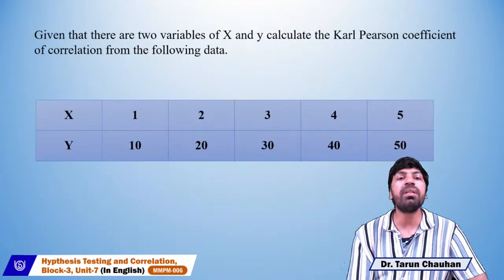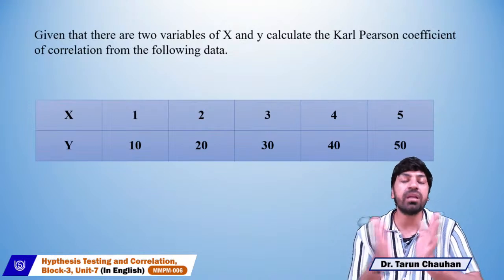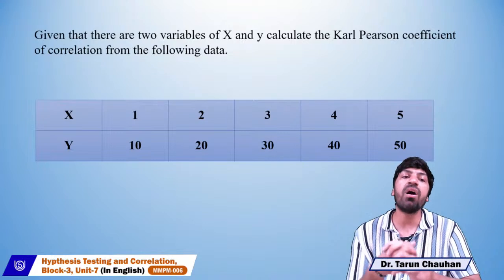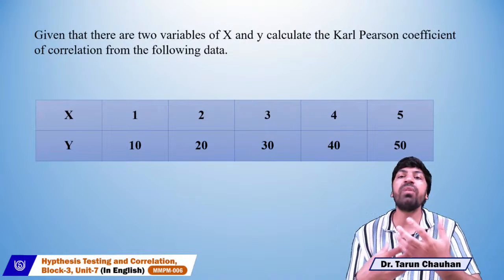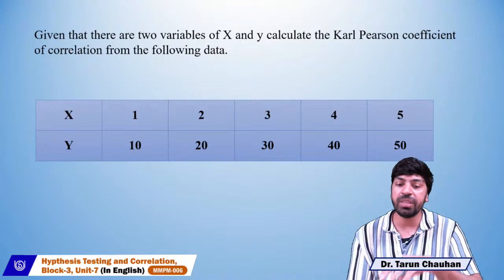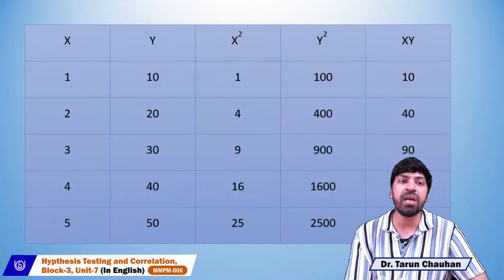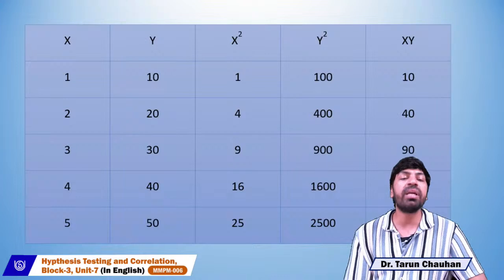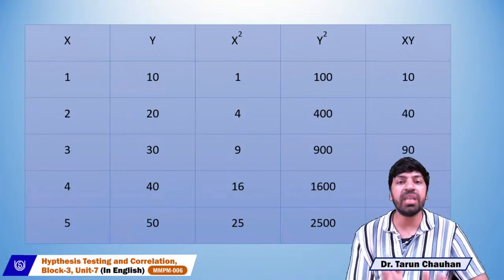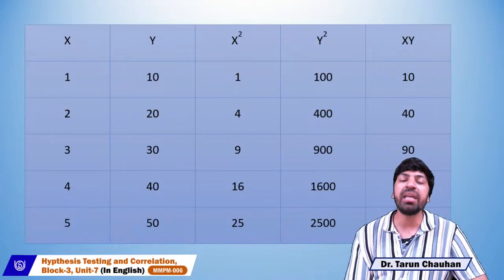So this is an example of how you calculate the Karl Pearson coefficient of correlation using the following data, where the data of two variables x and y is 1 to 5 and 10 to 50. Now you need to calculate the value of the Karl Pearson coefficient using this data. So this is the table that you have. X data and Y data are already given in the question, and you need to calculate the Karl Pearson coefficient.